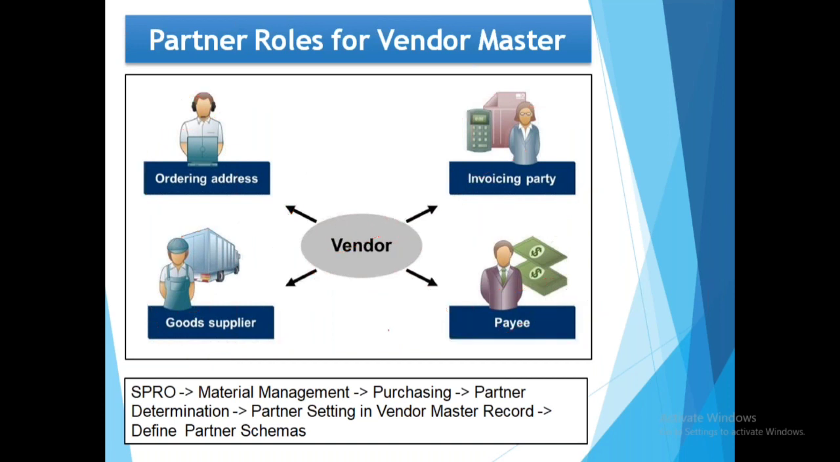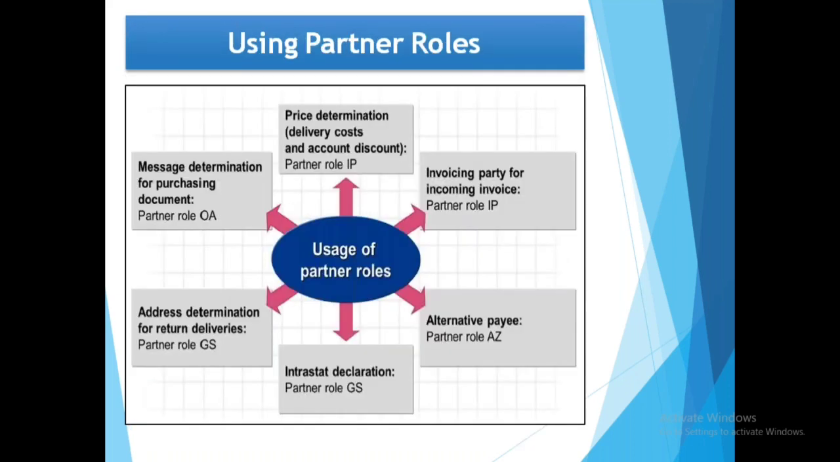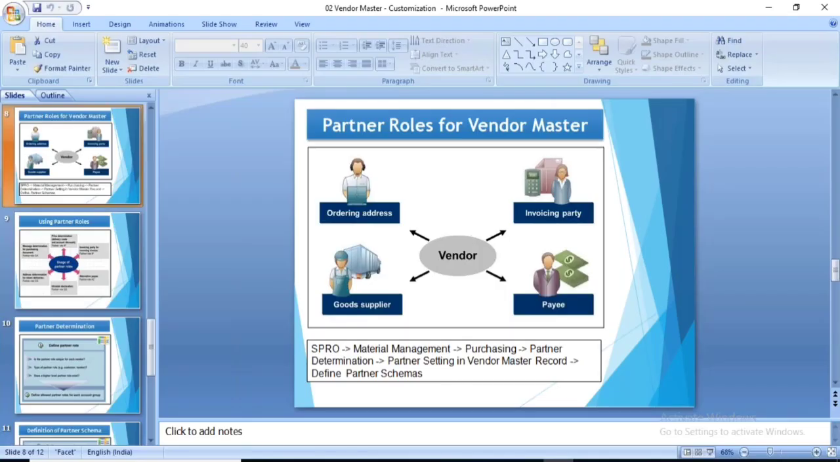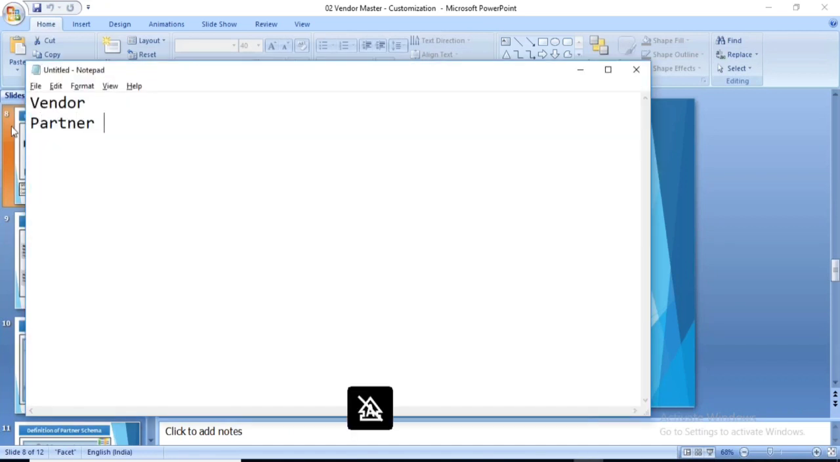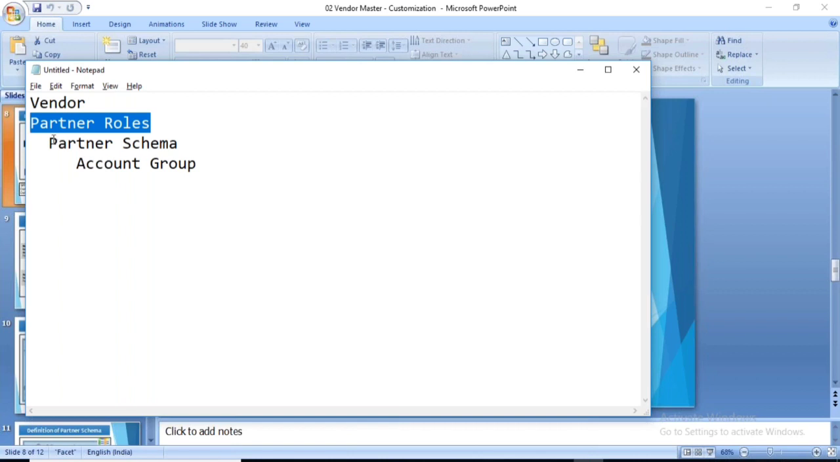To configure these partner roles, first you define partner roles. These partner roles will be assigned to a partner schema, and this partner schema will be assigned to the account group, our vendor account group. So this is the configuration: first you define a partner role, these partner roles are assigned to the partner schema, and then you assign this to the account group. Okay, I'll show you this configuration.